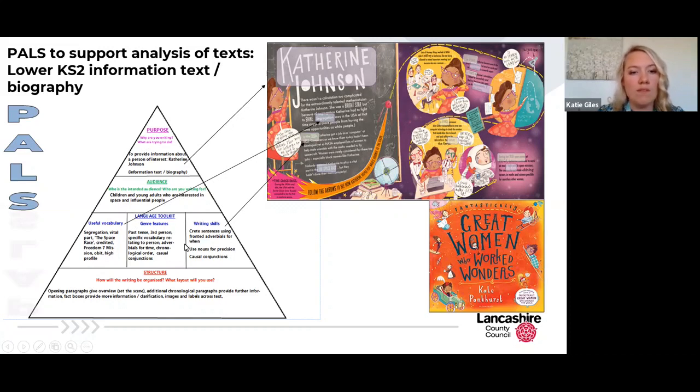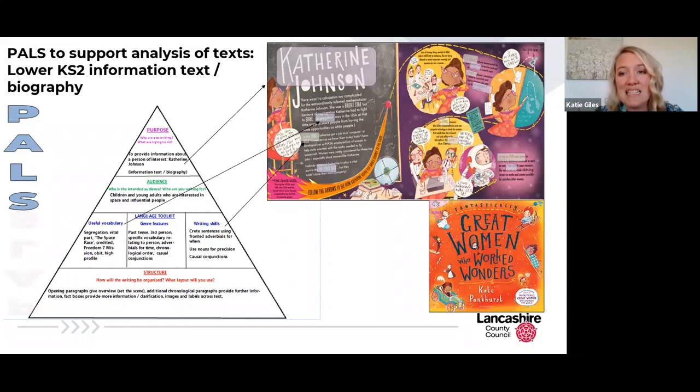In terms of genre features, it is in past tense, okay? It's in past tense. We've got it in third person. We've got specific vocabulary that relates to Catherine Johnson that we've started to pull out. We've got those adverbials for time. We've got chronological order, and we've got some causal conjunctions being used too.